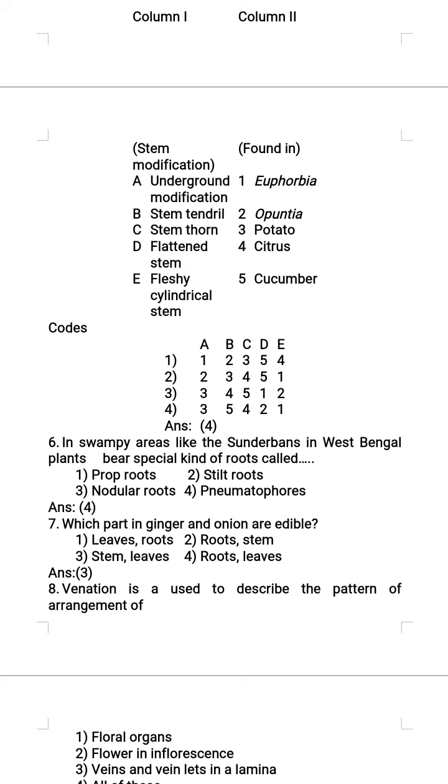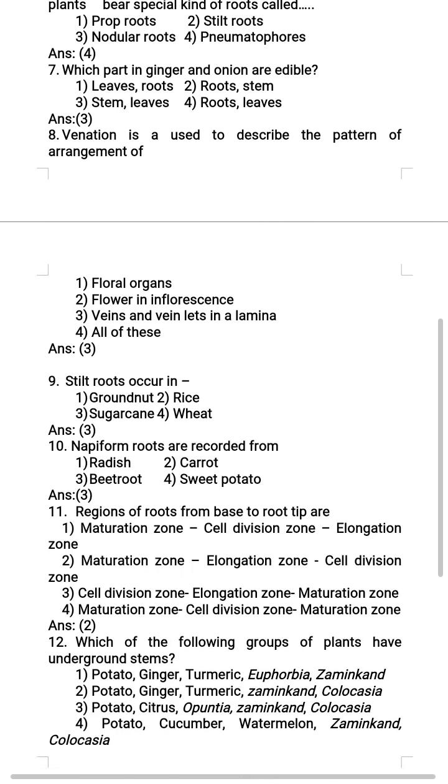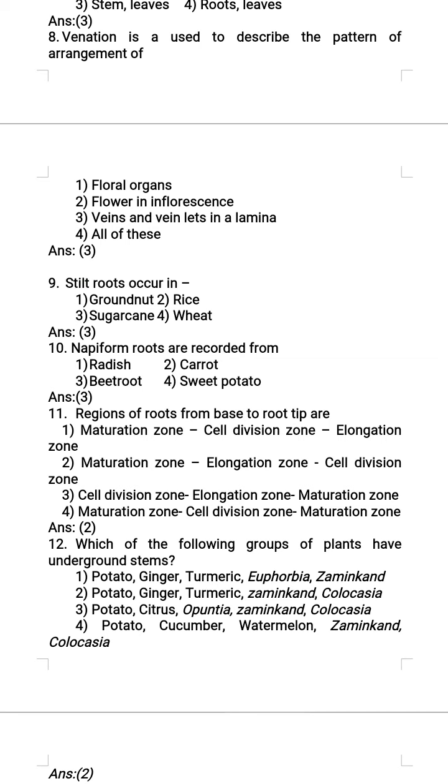Venation is used to describe the pattern of arrangement of. So let us see options, students. This question we already had a discussion on in the previous question. Venation is the arrangement of what? Nothing but veins and veinlets in the leaf or leaf lamina. So the correct answer is option 3. Arrangement of veins and veinlets in the leaf lamina is called venation. Most important concept, students. Okay, please try to read it and try to remember it.